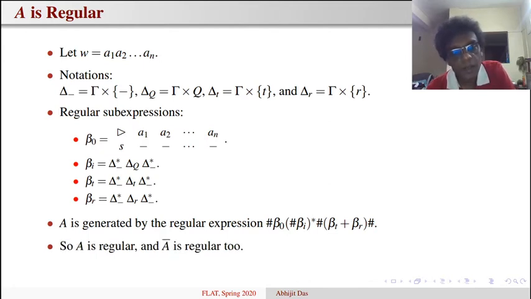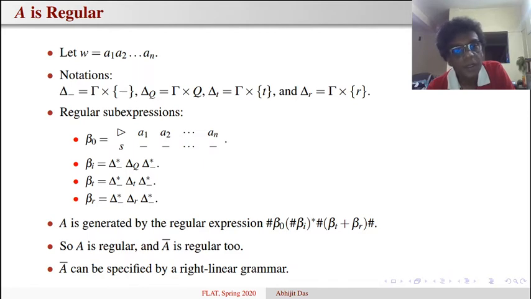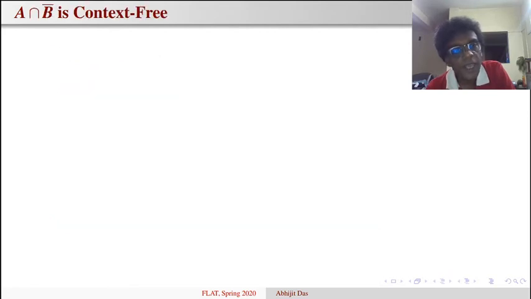And since regular languages are closed under complementation, A bar is also regular. And we know that a regular language can be specified by a right linear grammar. So that is the first part. Next part is A intersection B complement is context free. So we assume that the input string is syntactically valid. We only want to check whether it is semantically valid or actually semantically invalid. B complement is invalid.